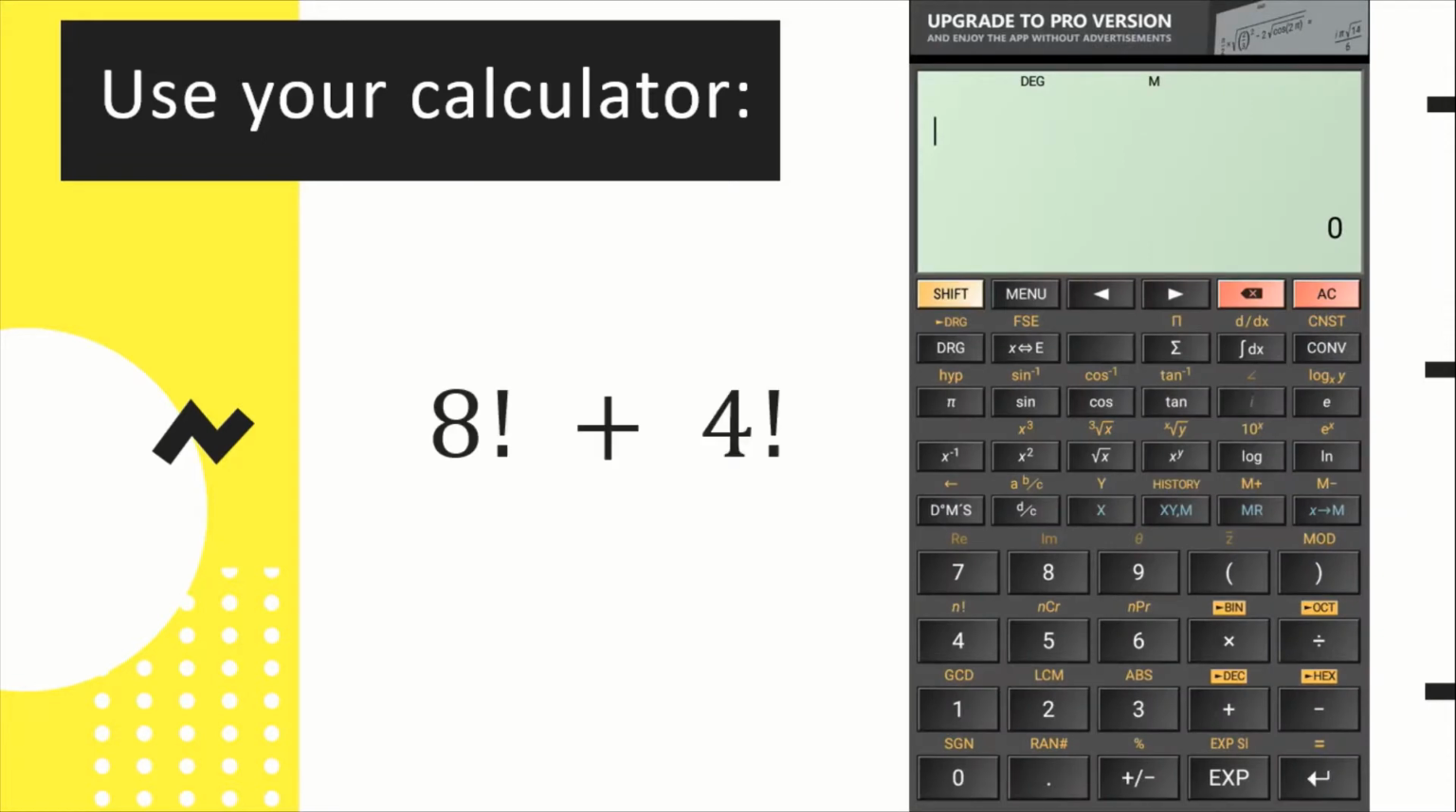Let's try another one. We have 8 factorial plus 4 factorial. Ang kagandahan sa calculator, pwede na nating direct na i-calculate. So, pindutin natin ang 8, then shift, then factorial, plus 4, shift, factorial. So, equals 40,344.